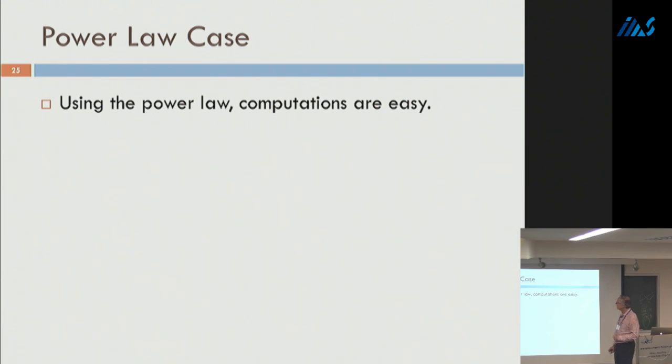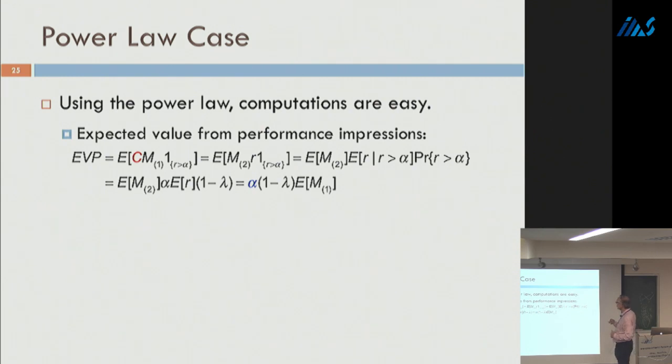So let's see. In the power law case, the computations are easy, so let's take a look at how it works. Let me show you how you get the expected value from performance impressions. EVP is the expected total value from performance impressions. So it's the match value, the value to the winning advertiser, which is X1, which is C times M1, times the indicator that this ratio is bigger than alpha. This is the total value you get out of the assignment. And C is independent of M, and it has mean 1, so I'm just dropping it from the expressions.